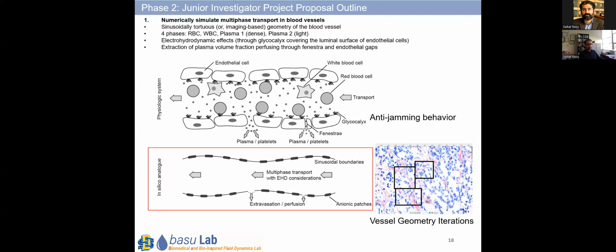In number three, we will simulate the electrohydrodynamic effects by including the discrete anionic patches along the vessel wall, which stand in for the glycocalyx patches in a real blood vessel. And number four, the simulated data will be post-processed to extract the plasma volume fraction perfusing into the tumor through the endothelial gaps and the fenestra openings. So platelets that move through gaps like this and through the fenestra openings like this.